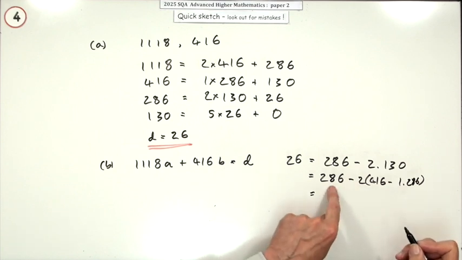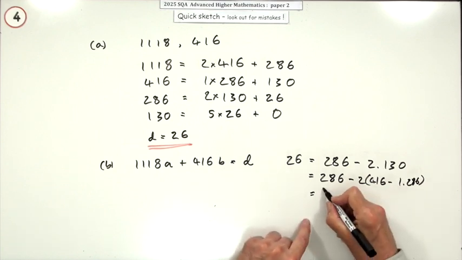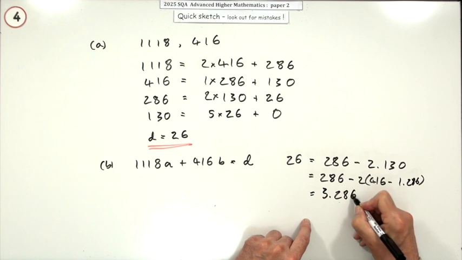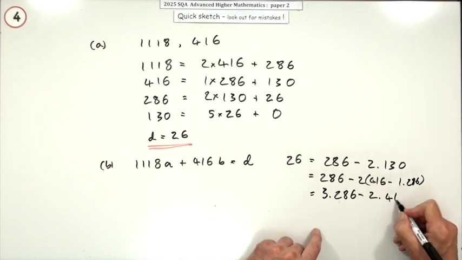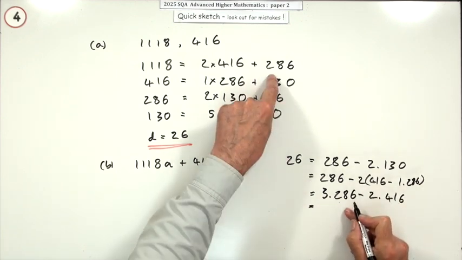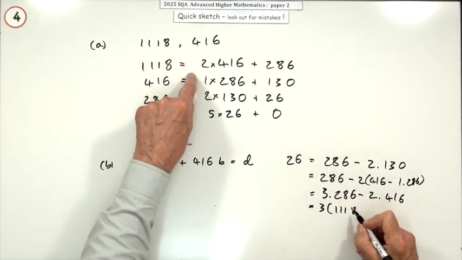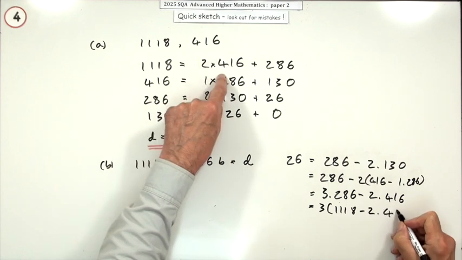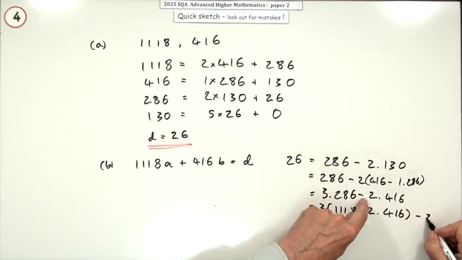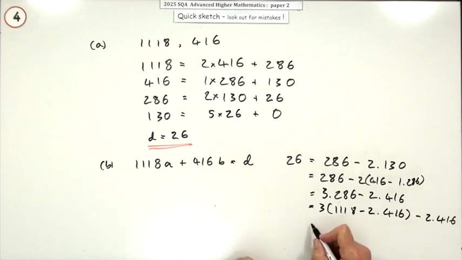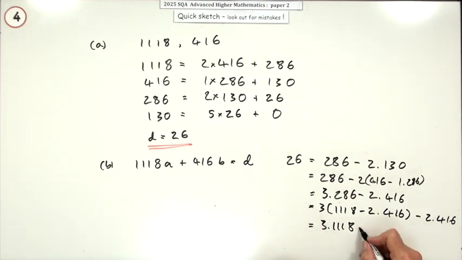Now I can tidy that up because I've got 1 lot of 286 there plus another 2. I've got 3 lots of 286 minus 2 lots of 416. Getting closer. Now I can change that 286. I've got 3 lots of 1118 minus 2 lots of 416 minus 2 lots of 416. You're just about there now because you've got 3 lots of 1118. So that's that part done. And then here you've got minus 6 minus 2 is minus 8 lots of 416.